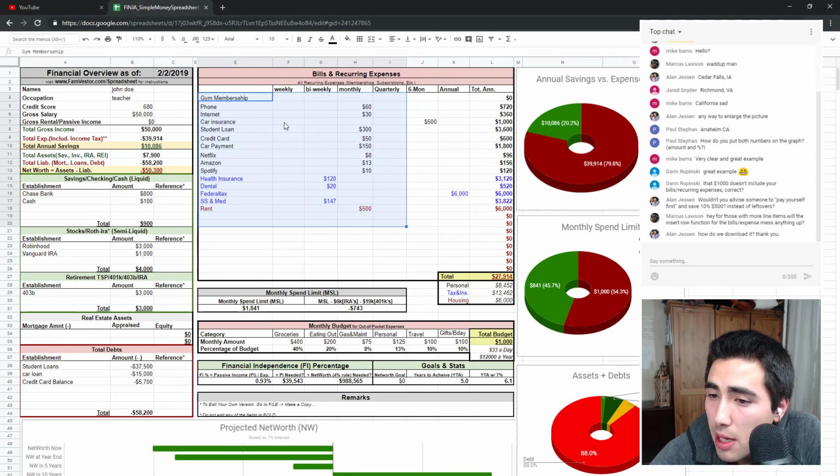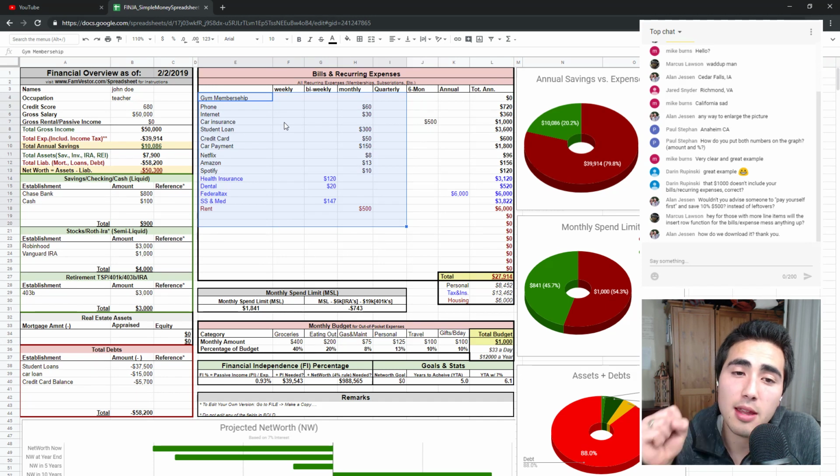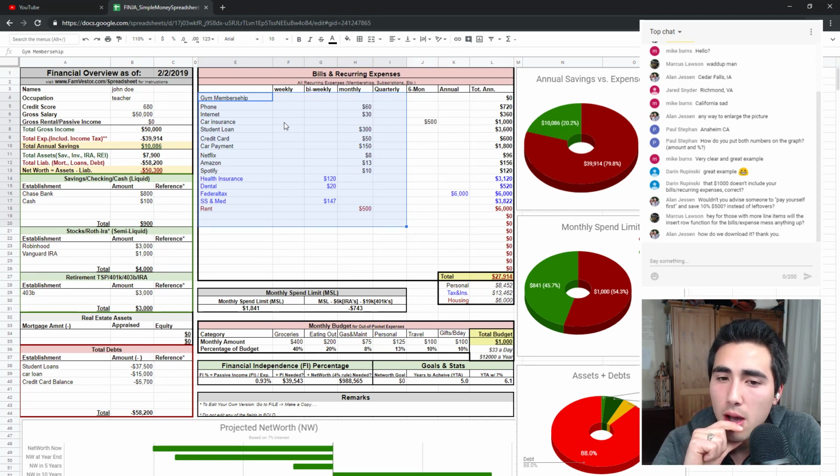Wouldn't you advise someone to pay yourself first and save 10%, 500 instead of leftovers? Yes, I believe that's a good idea. But again, this is more of a planning tool and snapshot tool than anything else.